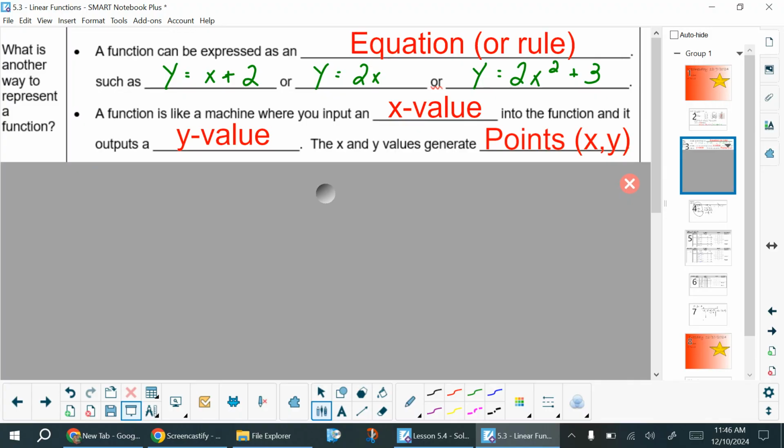We like to think of this like a machine in math, right? If a function is a machine, it takes something in, does something to it, and outputs something on the other side. So our input values are our x values, our output values are always our y values, and the points that they generate, x, y, is an input and an output.